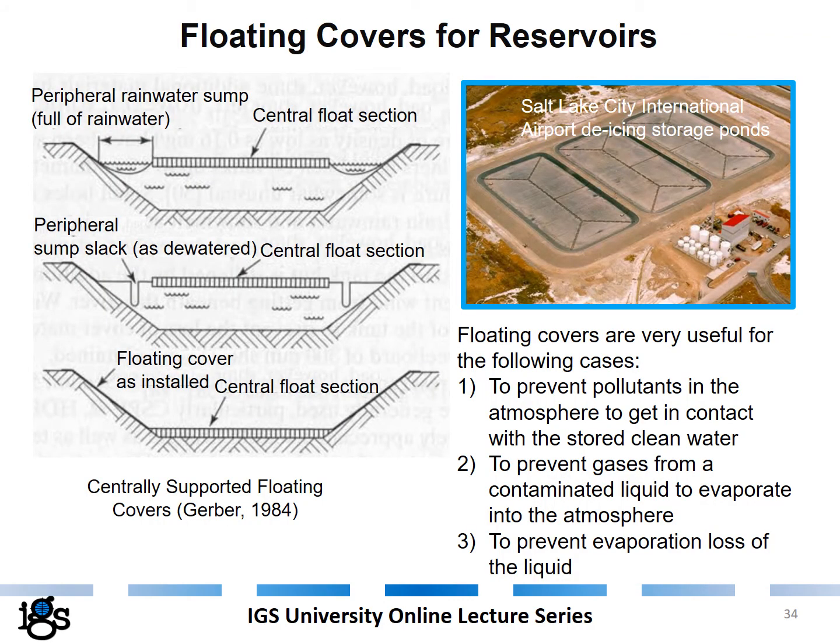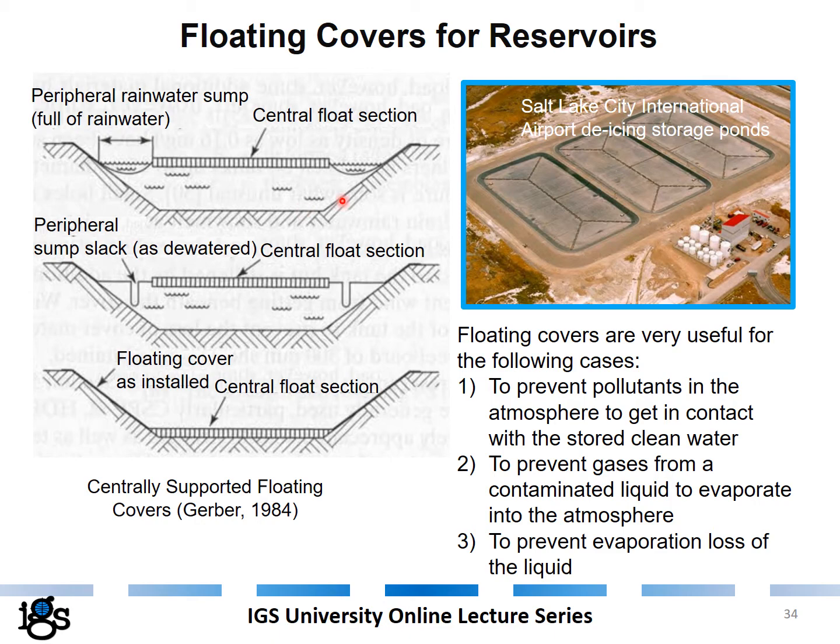In some cases, it becomes necessary to cover the liquid contained in these ponds, and in such cases, the use of a floating cover becomes very useful. The floating covers are very useful for the following cases: to prevent pollutants in the atmosphere from getting in contact with the stored clean water, to prevent gases from a contaminated liquid from evaporating into the atmosphere, or just to simply prevent evaporation loss of the liquid.